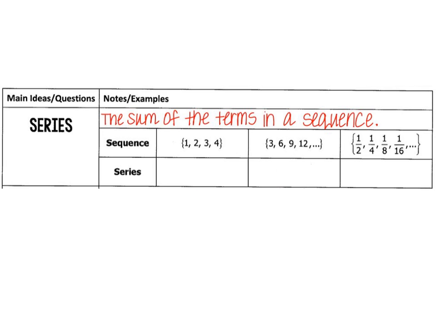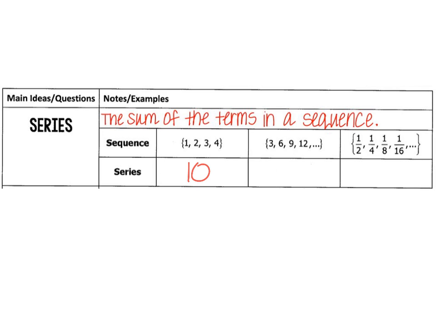So now, a series. A series is the sum of the terms in a sequence. So it's when we take a sequence and add all the terms together. For example, if we've got this sequence right here, 1, 2, 3, 4, in order to find the series, we would just say 1 + 2 + 3 + 4. Add them together and you get 10. So the series is 10.